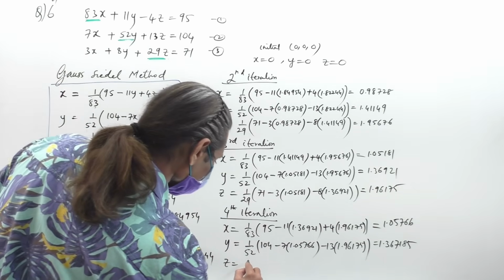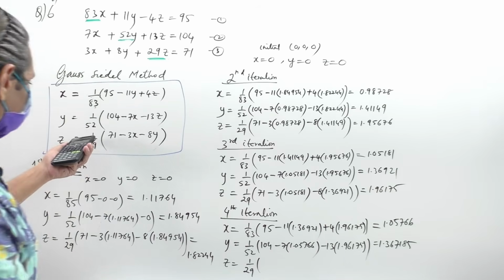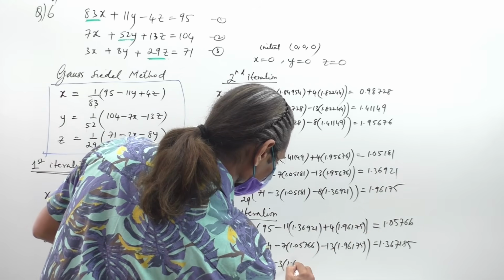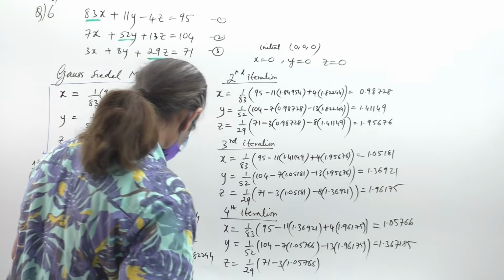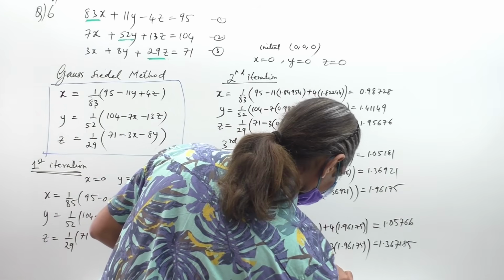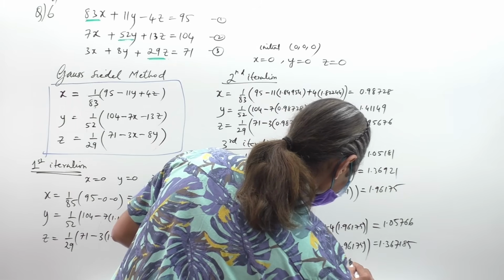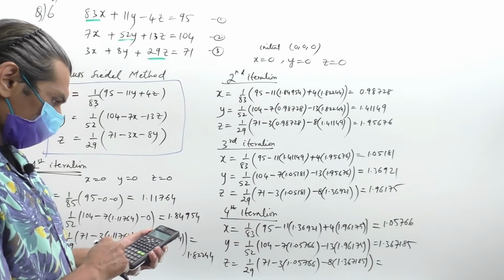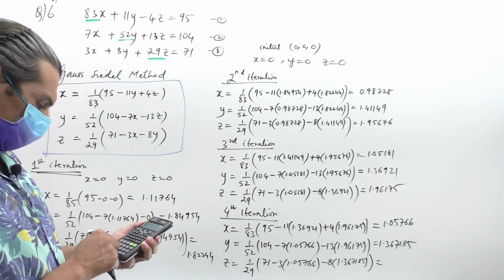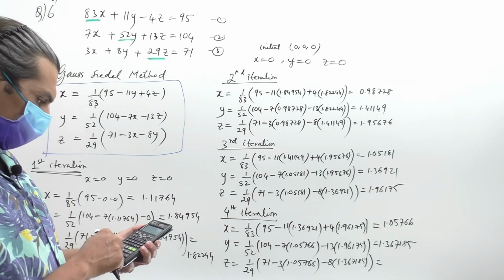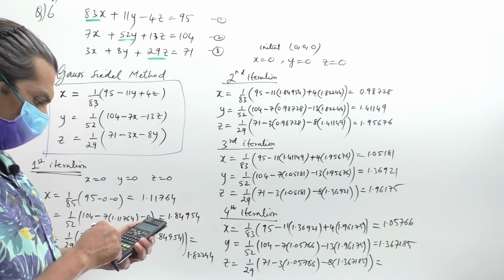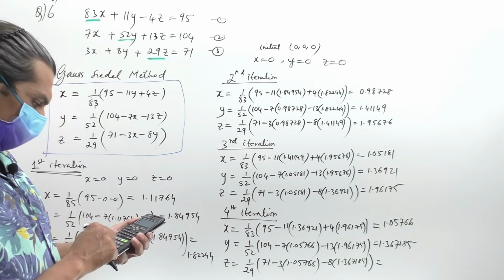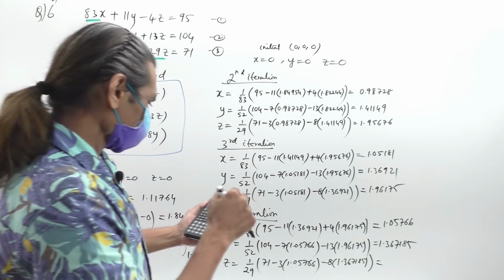Lastly, z is equal to 1 by 29, 71 minus 3 into, what is new x? It's 1.05766, and minus 8 into the new y, 1.367185, that is stored in answer here in the calculator. So we have this as 71 minus 3 into 1.05766 bracket minus bracket 8 into answer, divided by 29, is equal to 1.9617.